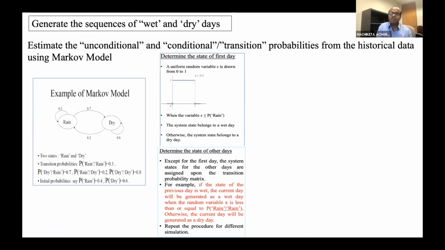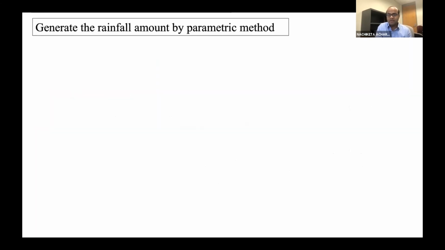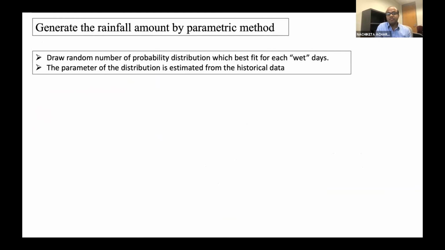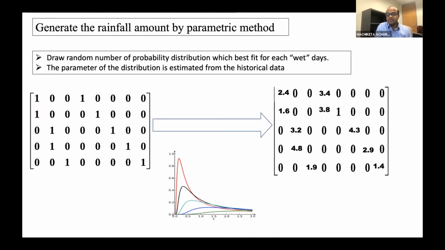Based on these transition probabilities, we start picking data from the uniform distribution and give some condition that if the value of the random data is less than this, it's rain, if not, no rain. And then it goes on. At the end, we generate lots of binary data, which is 0, 1. So 1 means rain, 0 means no rain. And then from that, we draw the random number based on the distribution fit from the rainfall data, and then get something like this. So from the 0, 1, we now have the data in terms of rain and no rain. That's basically the concept of using a parametric method in the weather generator.